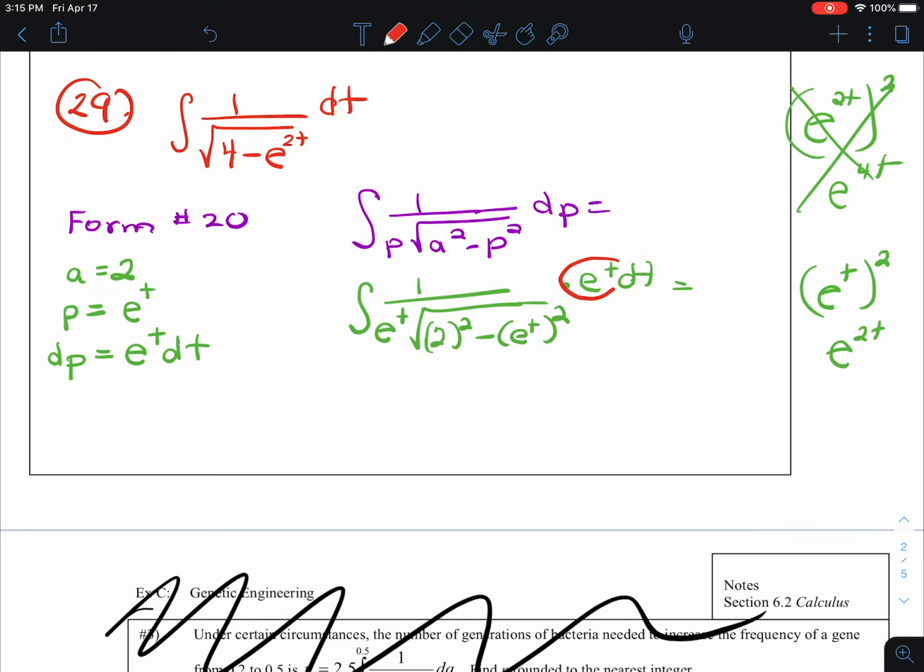Now, if you're thinking, wait a second, this is going to slide over here in the numerator, and if you look at the original, there was only a 1 there. Look closer. This e to the t is going to cancel out that extra e to the t that we really weren't liking anyhow. And so when we clean this up, we end up getting 1 over the square root of 4 minus e to the 2t dt.